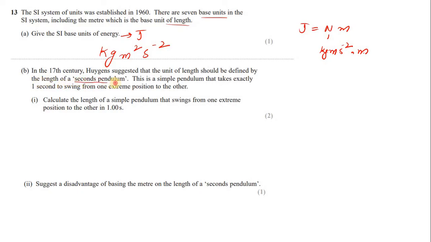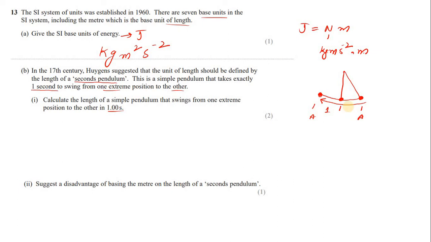In the 17th century, Huygens suggested that the unit of length should be defined by the length of a second pendulum. This is a simple pendulum that takes exactly 1 second to swing from one extreme to the other. Calculate the length of the simple pendulum that swings from one extreme position to the other in 1 second. If you recall, this is the simple pendulum equilibrium position. This is one extreme and this is another extreme, and they are saying this is the pendulum that oscillates from one extreme to the other in 1 second.